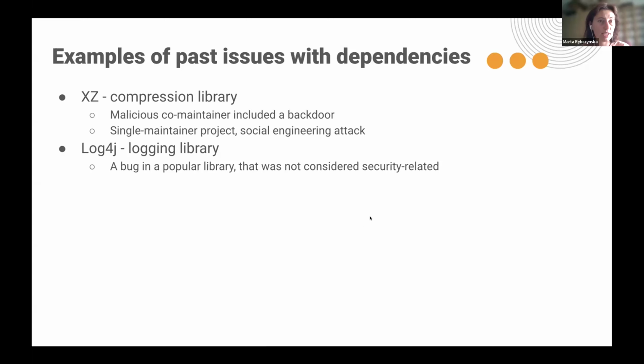Then the second type of example, Log4j. Log4j is a logging library, also popular, used in many places. And in this case, in Log4j, that was a regular bug that had security impact. The problem was that a logging library wasn't considered security related. So the issue of Log4j showed that we are missing good handling of dependencies to figure out the component that needs to be patched in many different projects.